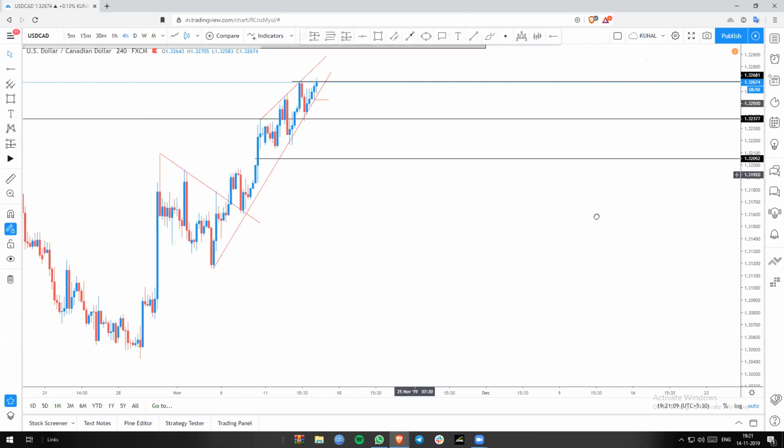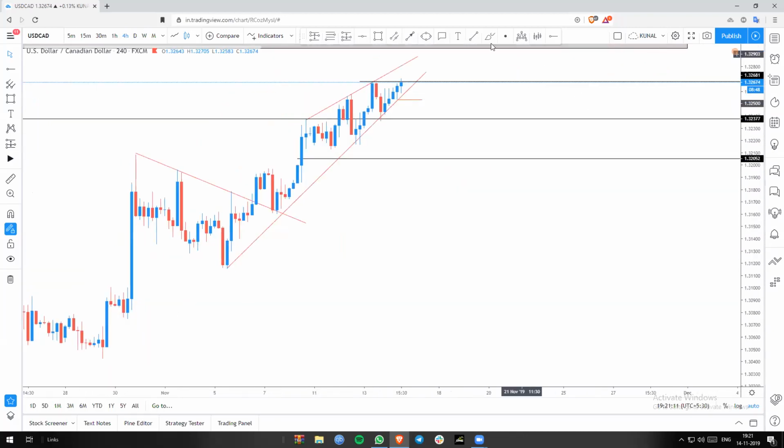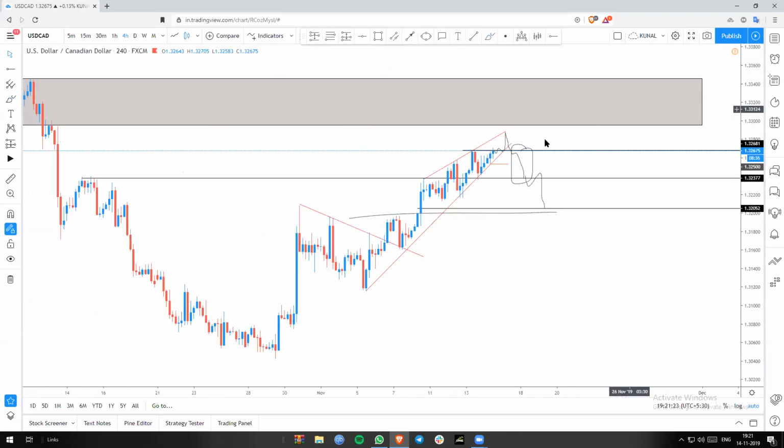I would like to see this happening, like this slowly moving to the upside, and then we get a sell trade over there, and this can be the whole trade which we have, and it can still continue to the downside. So that can be expected on USD CAD for a while.